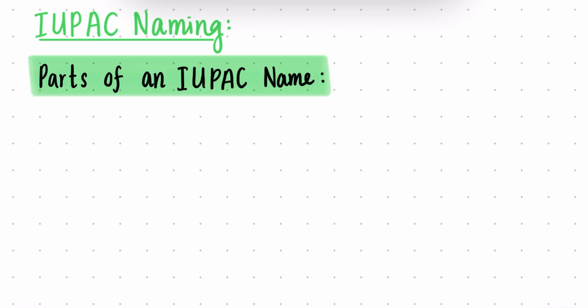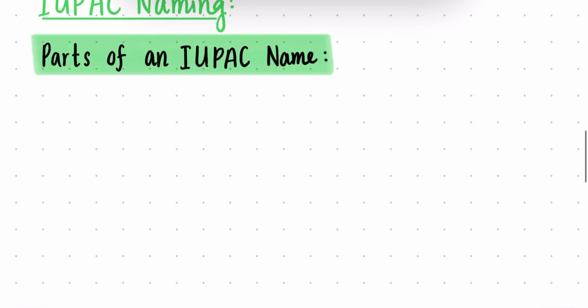So, yeah, that's what we're going to do today. This is for organic compounds, so that's what we're going to discuss today, and let's get started. IUPAC names of an organic compound are typically made up of three main parts. So we're going to talk about the parts of an IUPAC name.